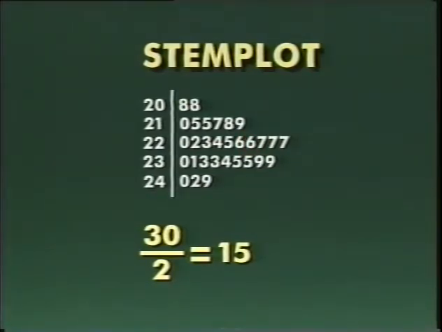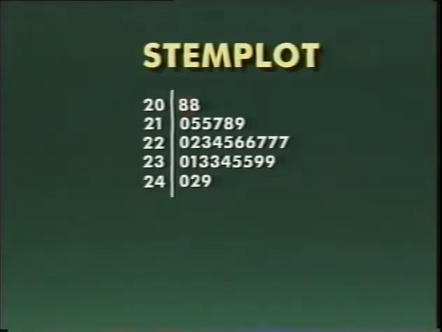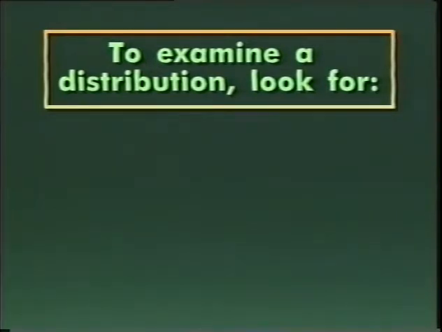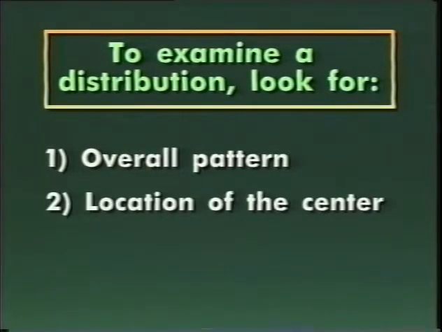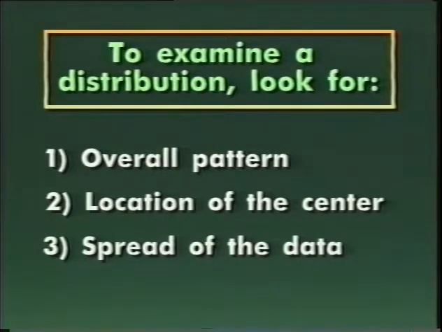Finally, how spread out is the distribution? Well, the 30 data points range from 20.8 inches to 24.9 inches. The largest and smallest observations give a good start toward describing the spread. In summary, here are the things to look for in any picture of a distribution. The overall pattern, for example, a single peak with symmetry, the location of the center, and the spread of the data. Let's apply our new tool, the stem plot, and our tactics for looking at distributions to another situation.